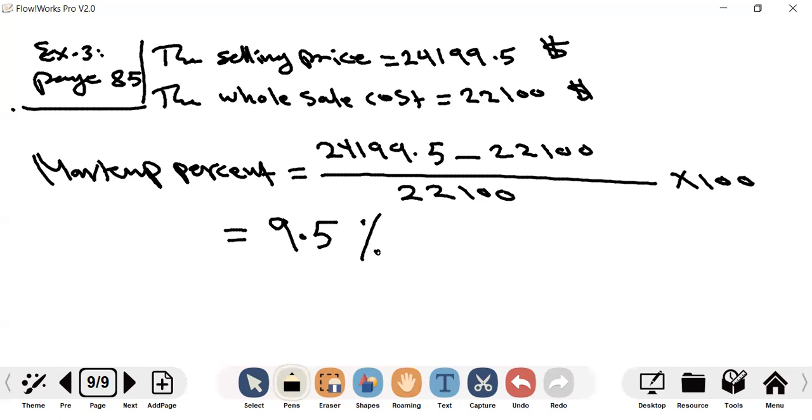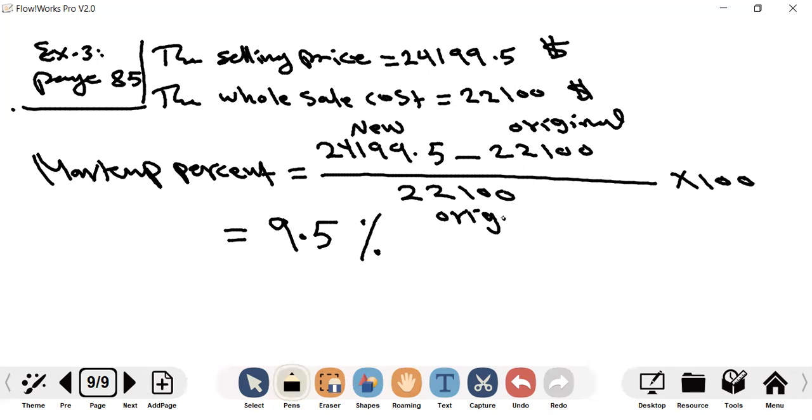This is example number 3. We have a check after this example. Yep, exactly. This is the new, like we said: new minus original, over original. Remember? We did this before. But here we have different names. The new is now the selling price. The original is the wholesale cost. That's all.